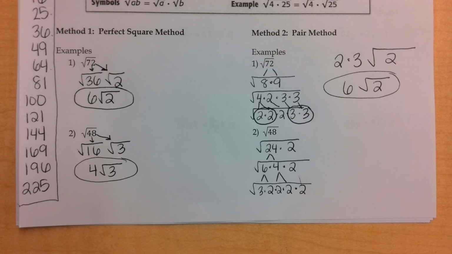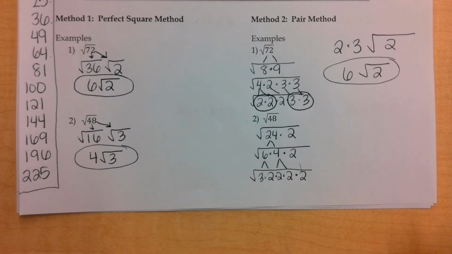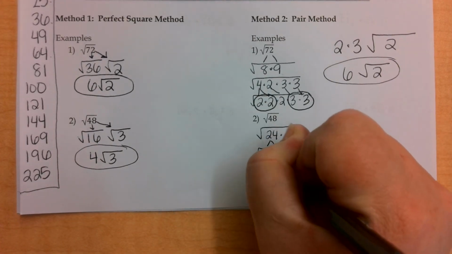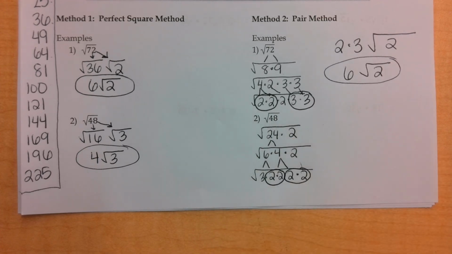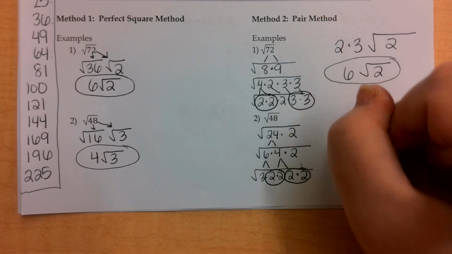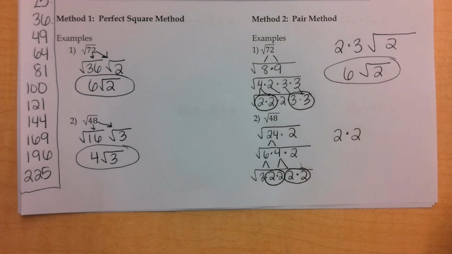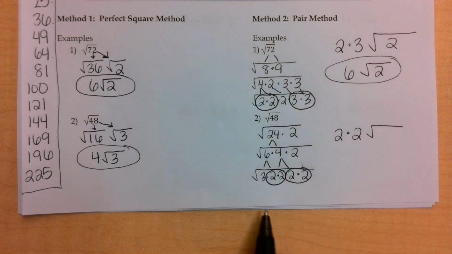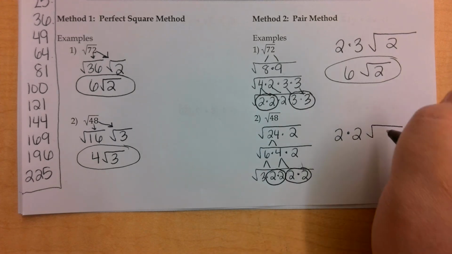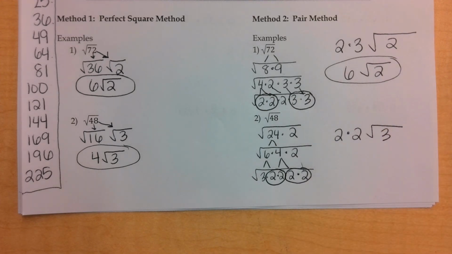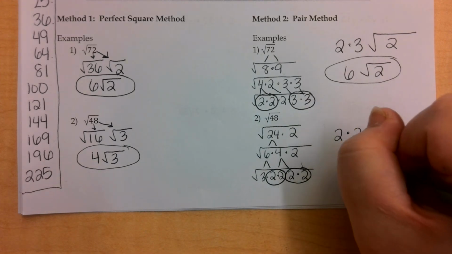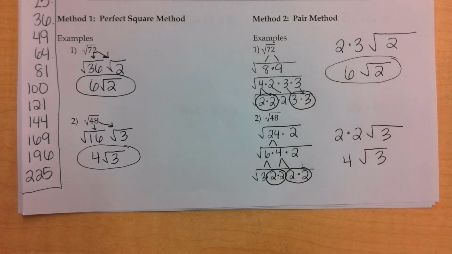All right, now I look for my pairs. I have a pair of 2's and a pair of 2's. So the pairs go on the outside, so one pair, I'll put 1, 2. Another pair, I'll put another 2. And then in my square root, I only have a 3 left over. 2 times 2 is 4, square root of 3. And that is my final simplified answer.